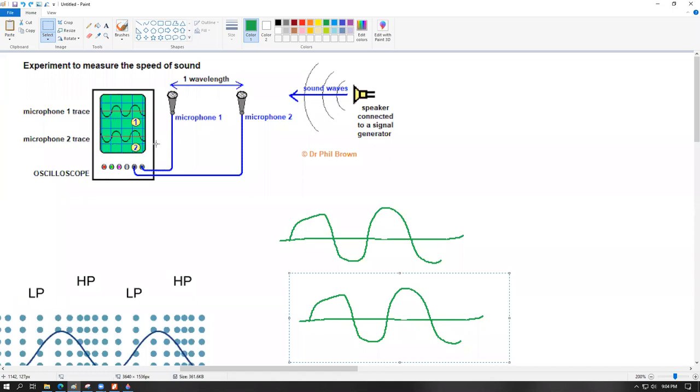Do I make sense of that? As you slowly move microphone two, whereas we are keeping microphone one in its original place, the wave that we are seeing over here is going to start to move. Do we agree on this one?